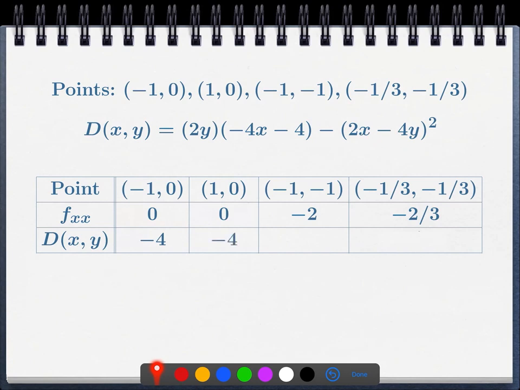Now, when x is minus 1, this is going to be 0. Minus 4 times minus 1 will be 4. Minus 4 is 0. So this will be 0. So with x and y both minus 1, I'll have minus 2 plus 4. This will be 2 squared again, and we'll have minus that 2 squared, so minus 4 again. Now we need to plug in minus 1/3 and minus 1/3, so that's clearly going to be different.